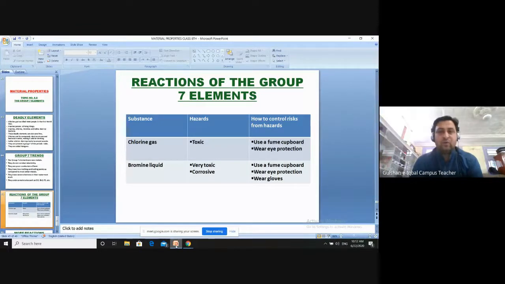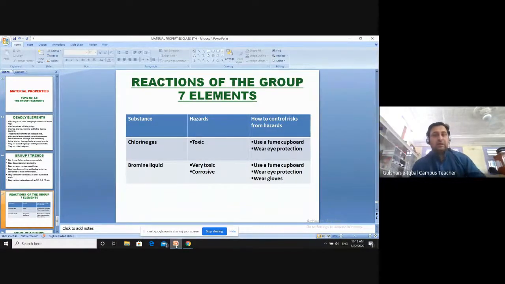So when you are going to make chlorine gas in the laboratory, you are going to use a fume cover. A fume cover is a kind of cover where all the fumes are absorbed inside it, and it will not affect the area where you are working. So you will be safe from the fumes. Secondly, you will use glasses or goggles so that the gas does not irritate your eyes. If your eyes are irritated, they can get an infection as well. You will also use a face mask, because the gas can enter your mouth and nose and affect you.